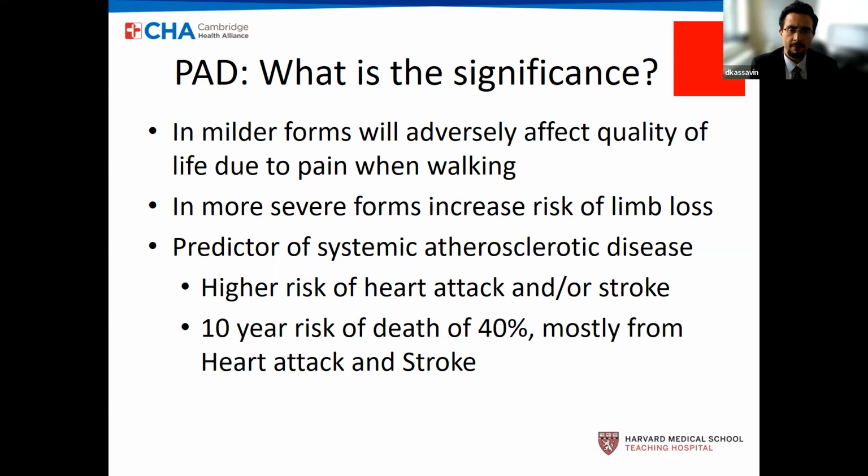It's also significant because that same disease that someone may have in the leg will not be isolated just to the leg. Those same risk factors affect all the blood vessels in the body, whether they be the carotids in the neck, the coronary arteries that provide blood flow to the heart, or the other arteries in the body. And as a result, folks with peripheral arterial disease will have a higher risk of heart attack and or stroke. And in folks with more severe forms of peripheral arterial disease, the 10-year risk of death can be as high as 40%. And mostly it's from heart attack and stroke.